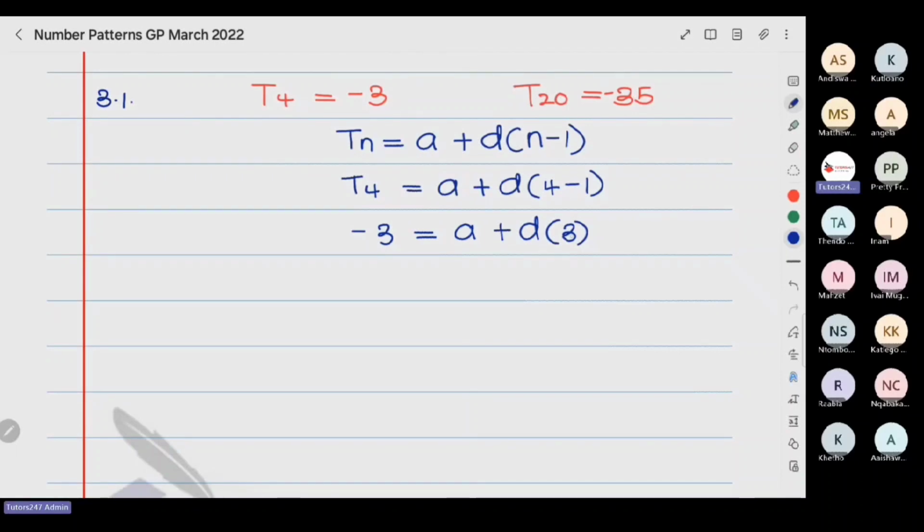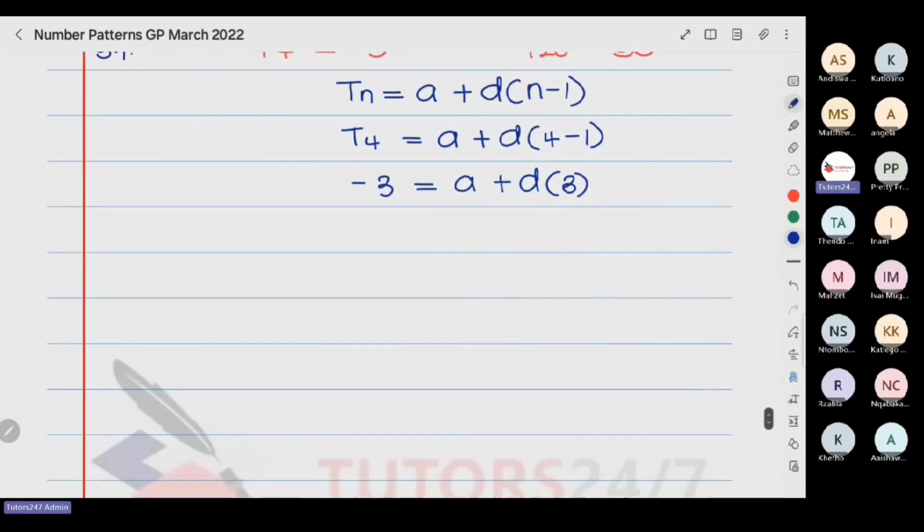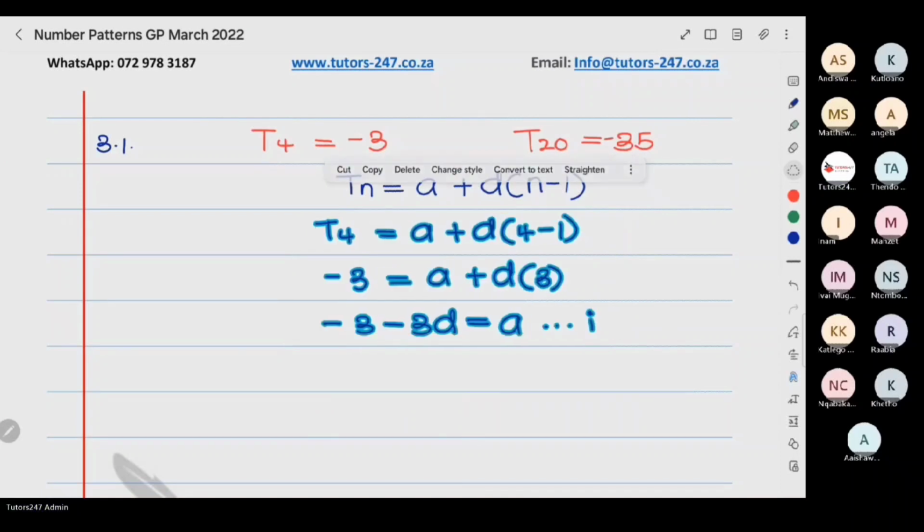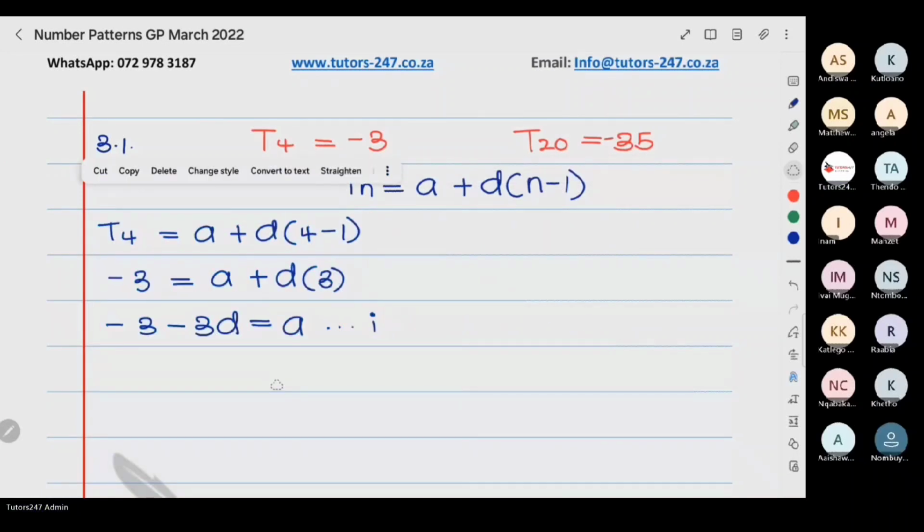Now, I'm going to solve for A because I'm going to connect my equations at the point A. So I will then have -3 minus 3D equals A. This is my first equation. Before I move on to the second equation, does anyone have a question or is anyone confused by what we just did? Okay, so let's move on.